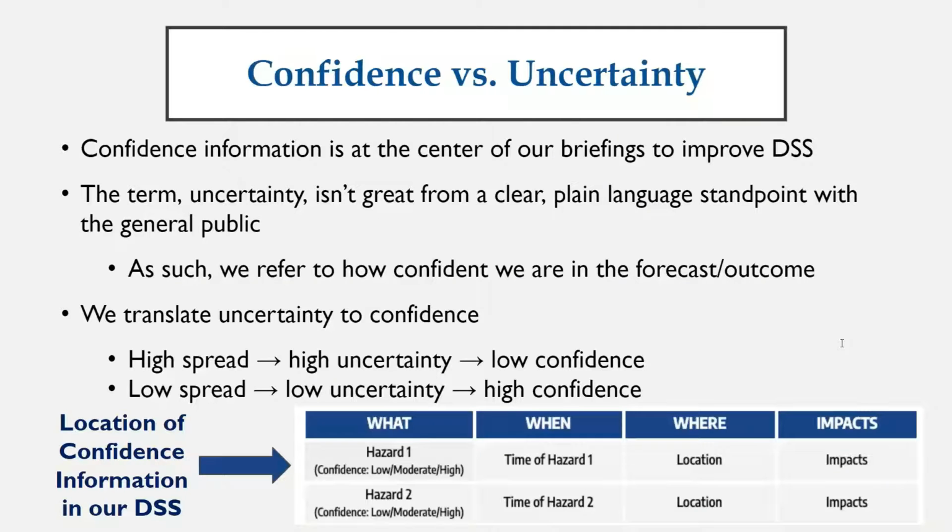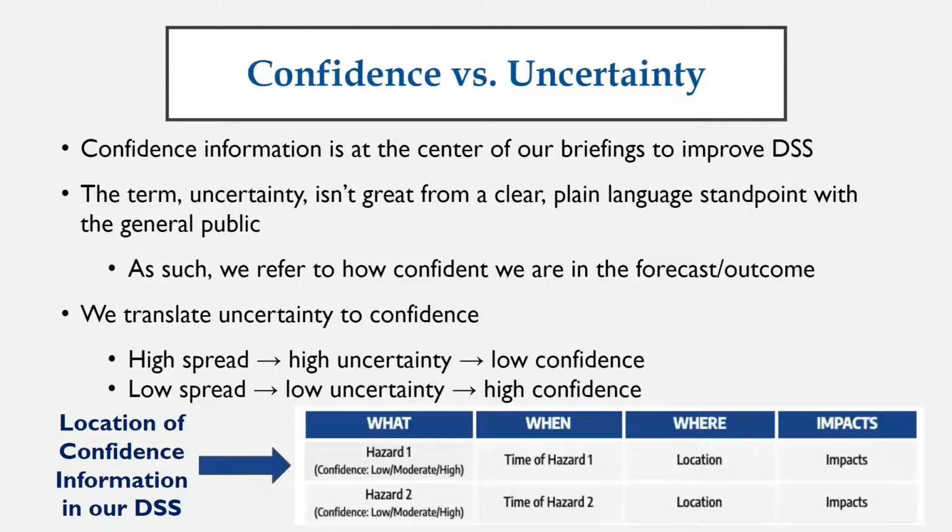So we talk a lot about confidence, and I just wanted to talk about it a little bit, because confidence is at the center of our DSS briefings, not uncertainty. Uncertainty is a scientific term, and it really isn't compatible with clear plain language. We use it to define model spread or when solutions diverge. But outside of our community, we refer to how confident we are in the forecast or potential outcome.